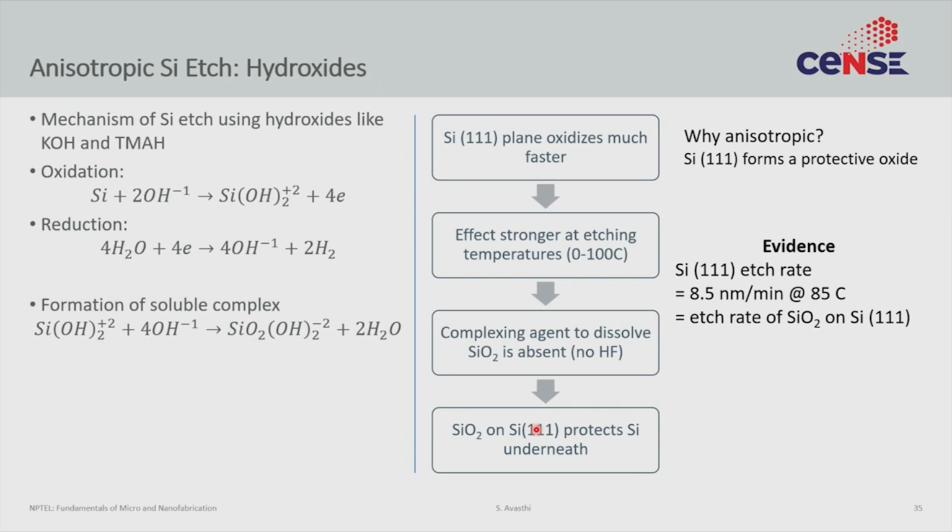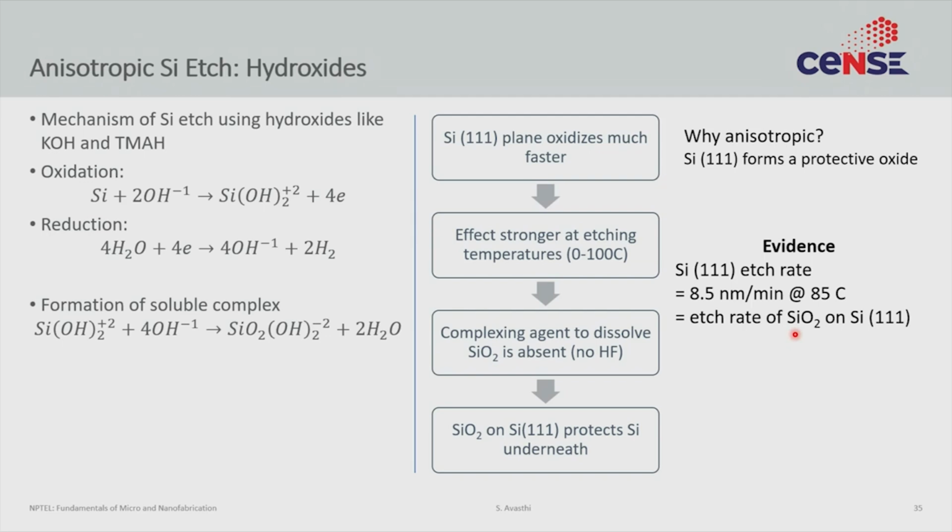Now, what is the proof behind this mechanism? The proof, at least anecdotal or circumstantial evidence, is that if you look at the etch rate of the silicon 111 in TMAH, it's 8.5 nanometers a minute at 85 degrees C. A very low number. And this is exactly the same etching rate that you would get if you were to etch silicon dioxide that has been grown on the silicon 111. So this etch rate being equal to this rate strongly suggests that the slow step that is preventing the etching of silicon 111 is actually the removal of the passivating oxide.